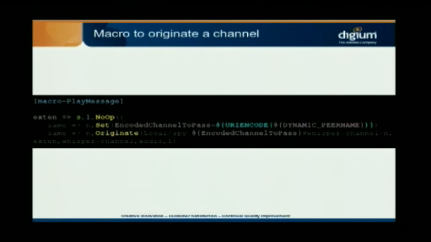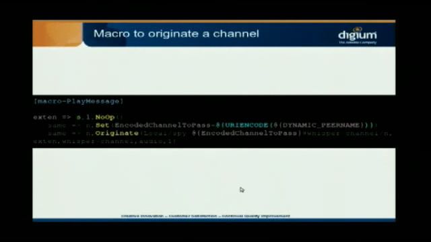Always the s extension. Again, we have the NoOp at the top, which means nothing. We set this variable called encoded channel to pass. And I'm using the URI encode function to take the dynamic peer name, which could be anything. And if it had some kind of crazy values in it that I wanted to parse on, that's why I'm using URI encode, which essentially makes it more safe to pass. And that's just set to this channel variable.